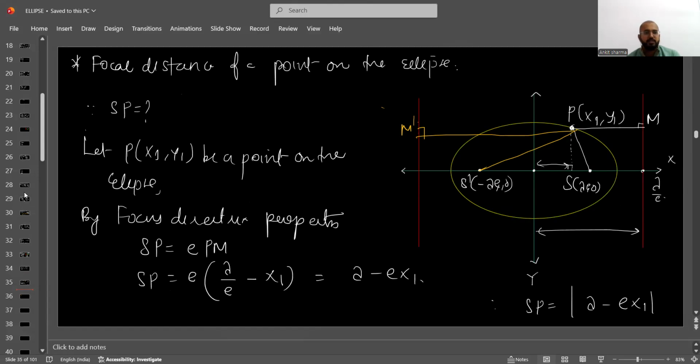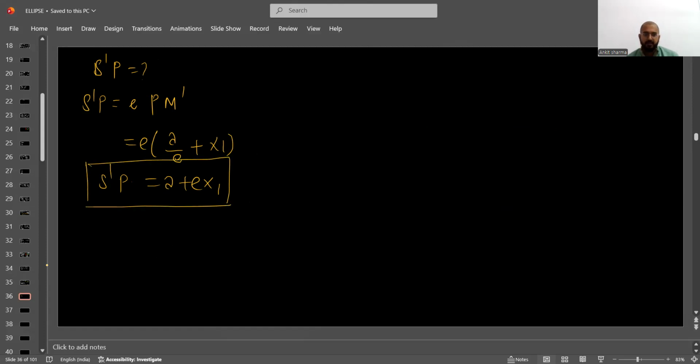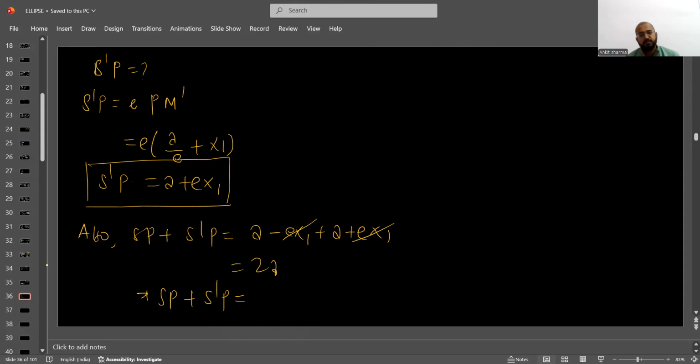So from here to here, I know the distance. So from here to here, this is nothing but simply A by E in terms of distance. And then this point is simply x1. So if I just add x1, I get my job done. So I'll be writing E into A by E plus x1. So this gives me A plus E x1 as S dash P. Now from the focal distance also one can see clearly, SP plus S dash P is equal to A minus E x1 plus A plus E x1. So this gets cancelled and I get here 2A, which is nothing but the definition of ellipse. You got the focal distance of the point.